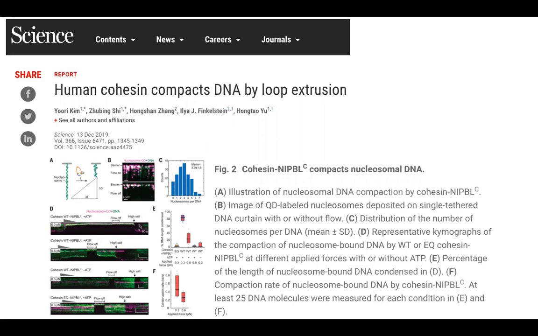I'm not sure. I would be interested. So nobody has seen extrusion on nucleosomal DNA. That's a very precise fact. Nobody has experimentally seen it on a good array of nucleosomes. I'm pretty sure all these groups are actively working on this.